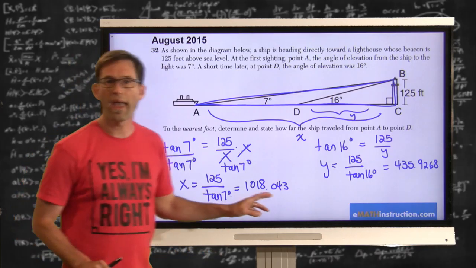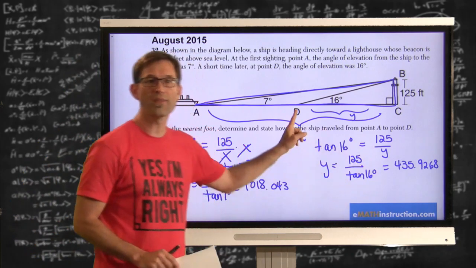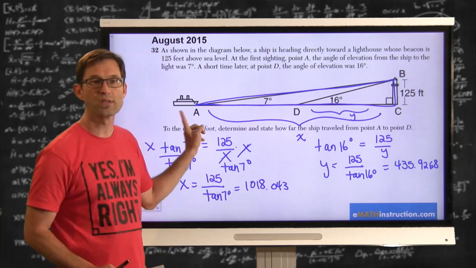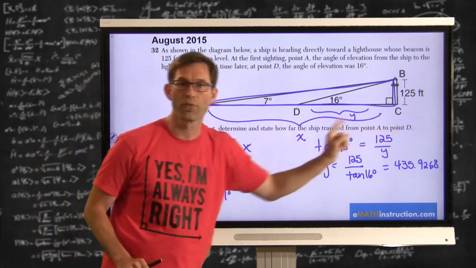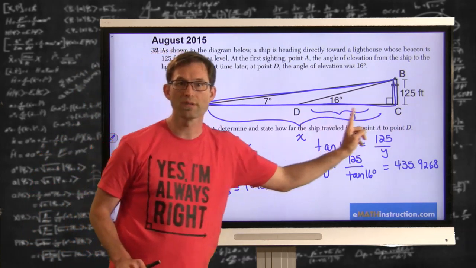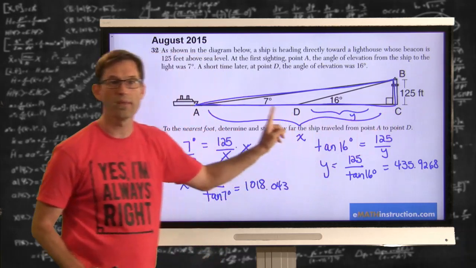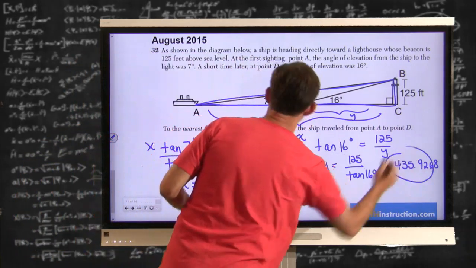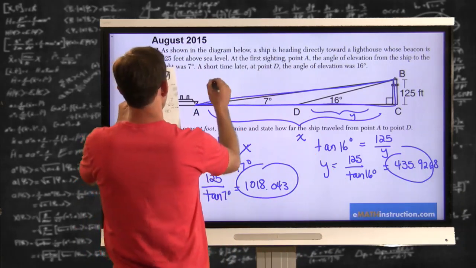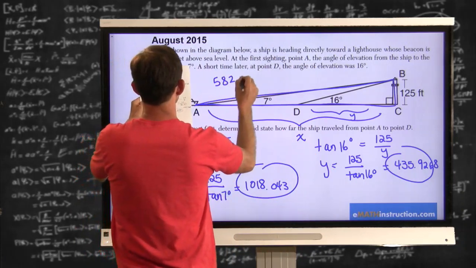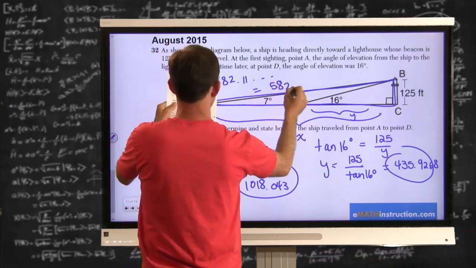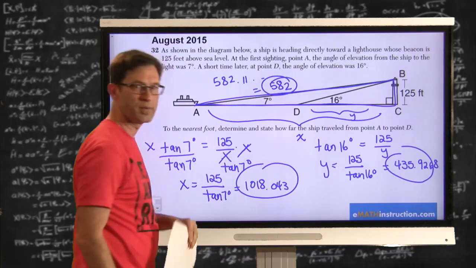And now, in order to get the distance I want, AD, I would take this long distance, 1018.043, and subtract off the shorter distance, 435.928. That would leave me with what I want. So I would do this minus this, and let me just write down the final answer. It ends up being like 582.11, et cetera, but they want it to the nearest foot, so 582 feet.